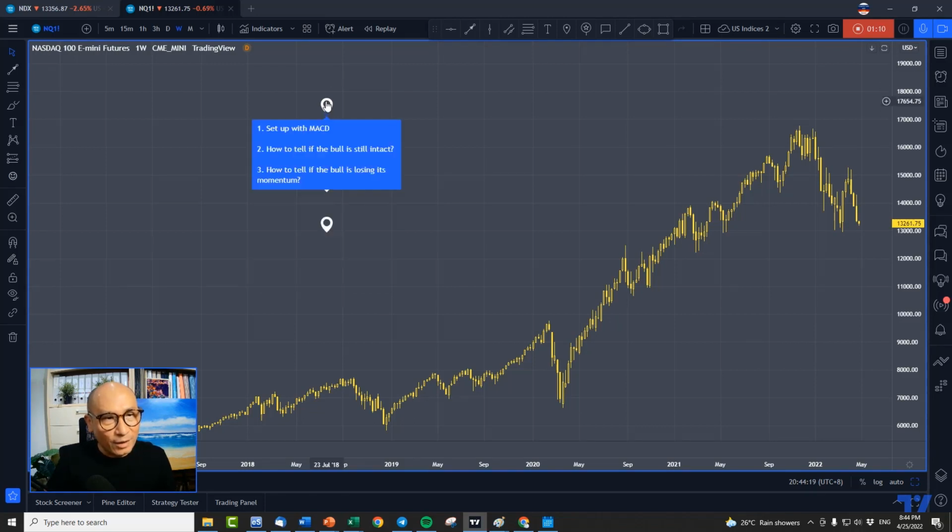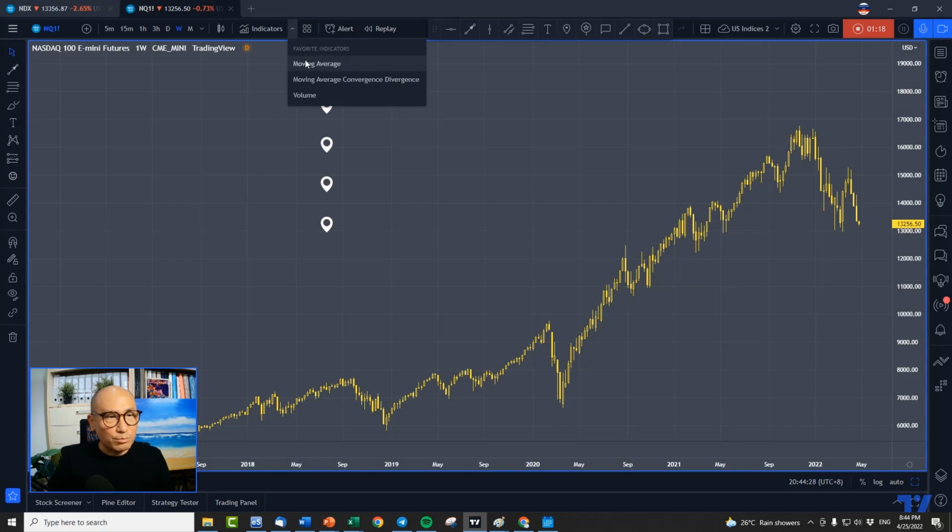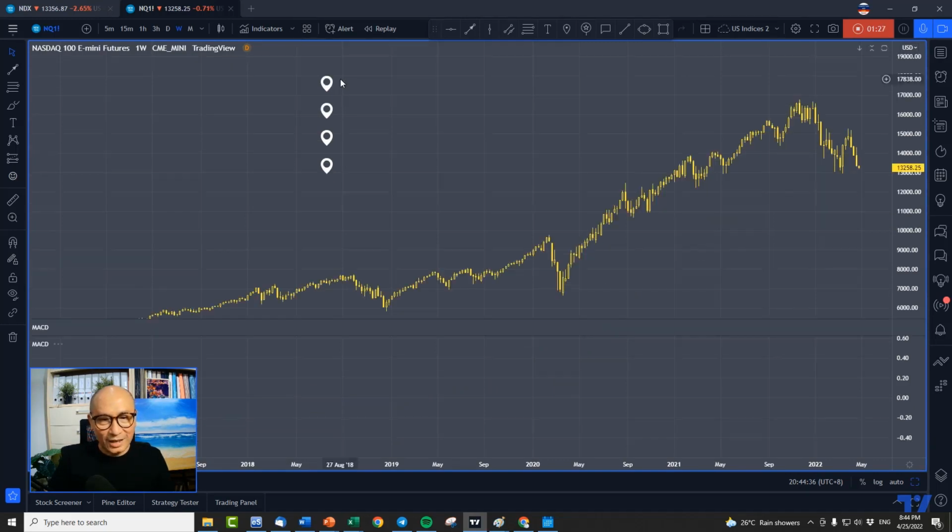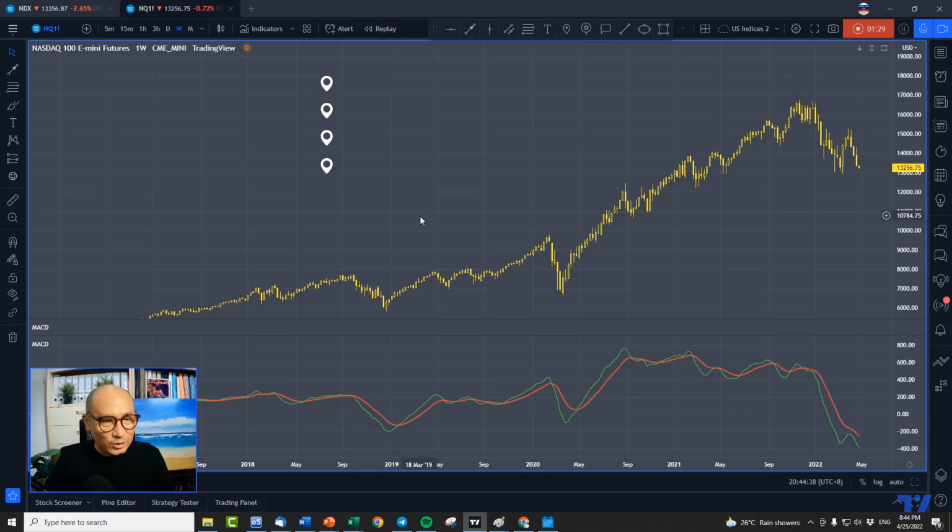Now, the first part, how to set up with MACD to measure divergence. One indicator that I always enjoy using to measure divergence of the market is MACD, moving average convergence divergence. I just do a setup here. And there's no change to the standard parameters, just the standard parameters that are built into the platform. It is good enough.